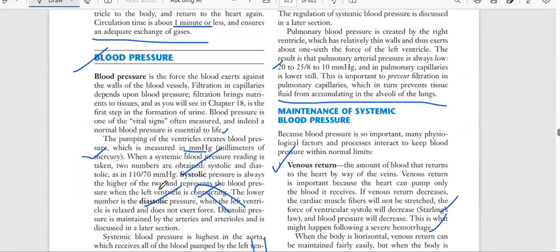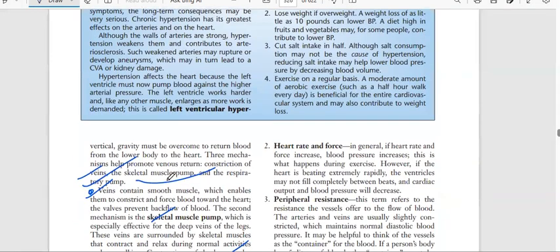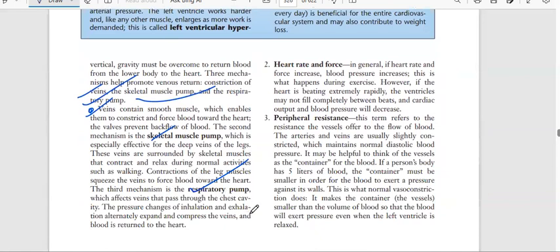So not only the heart, these things are also important to maintain the blood pressure: the respiratory pump, muscle pump, and contraction of veins. Next, we have heart rate and force. In general, if heart rate and force increase, blood pressure increases. This is what happens during exercise.